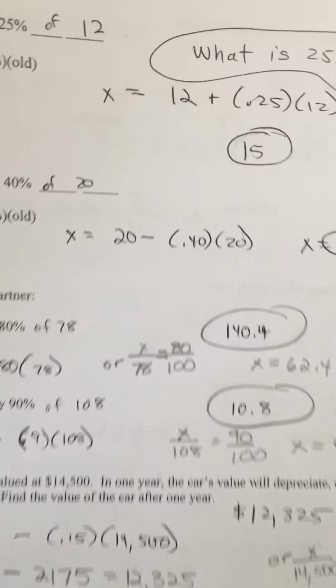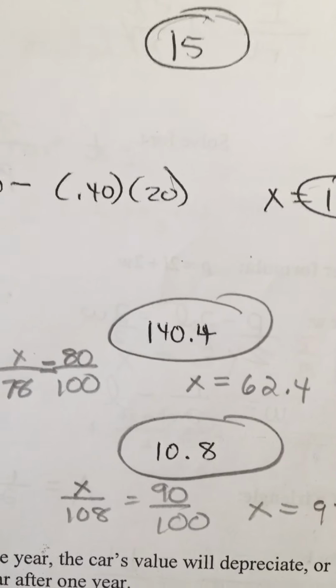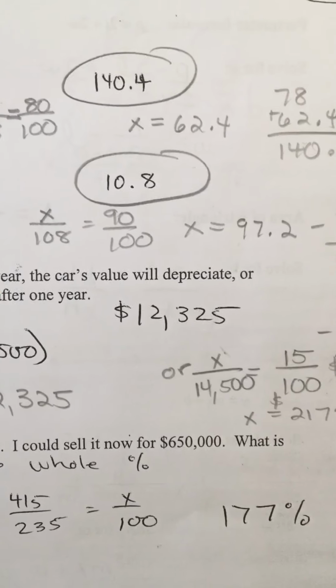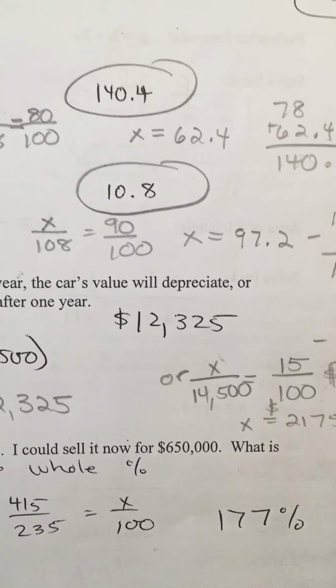Okay, so I'll show you the answers again. 140.4, 10.8, 12,325, and 177%.